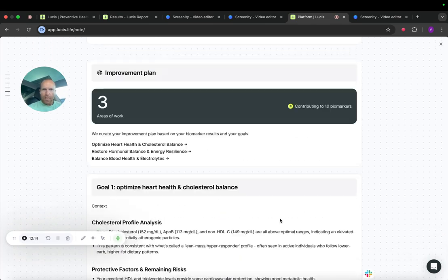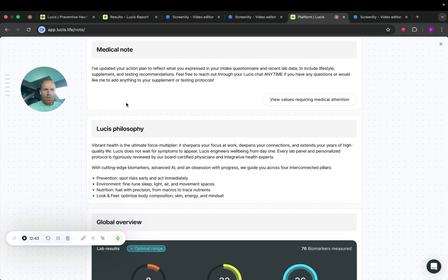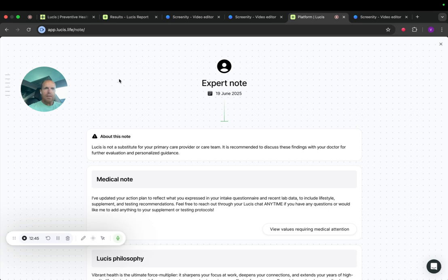So really nice in terms of this expert note. I think this is really a differentiating factor compared to what I've seen from Function Health, what's in Aware. I've also had a NACO test on the same day as I did the Lucy test. If you want to see any kind of comparisons with any of those platforms, let me know in the comments, and I can do a bit of a side-by-side, just a bit of pros and cons. Really intrigued as to what you want to see next.